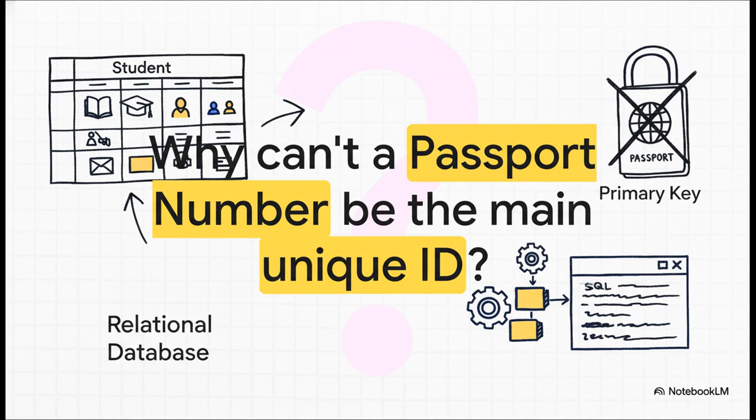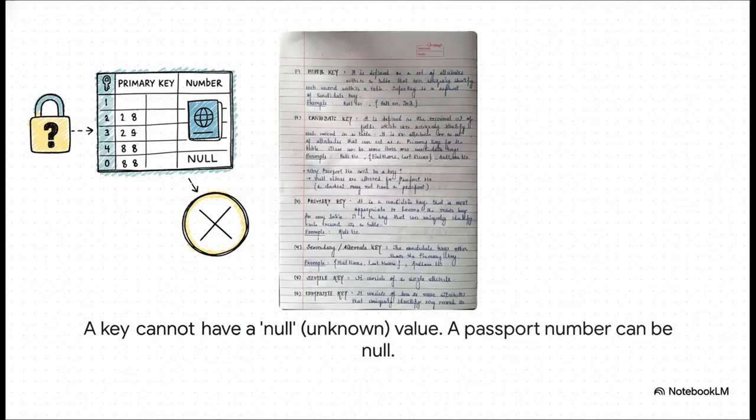But choosing the right one is trickier than you'd think. For example, a passport number. That seems totally unique to a person, right? So why would that actually be a terrible choice for a primary key in something like a student database? And here's the answer, and it gets to a really core rule of databases. A primary key absolutely, positively cannot have an unknown value. In database language, we call that unknown value null. Since not every student is going to have a passport, that field would be empty or null for some of them. And that immediately disqualifies it.